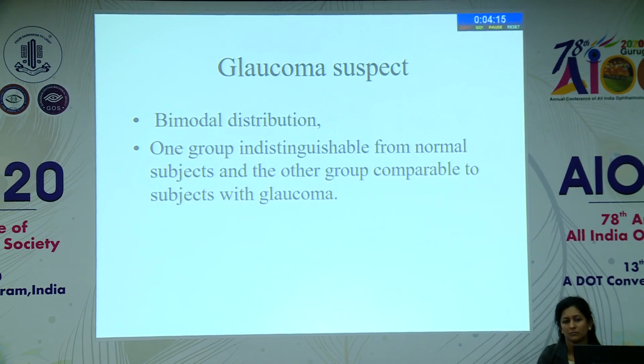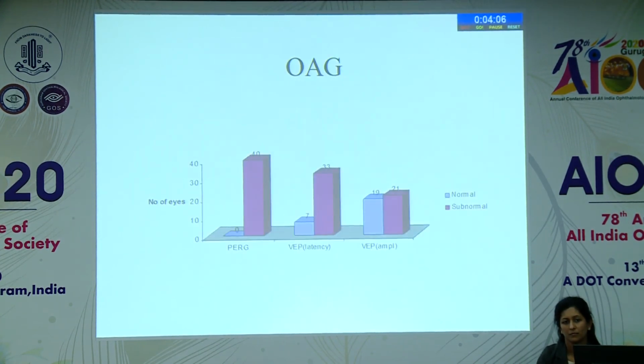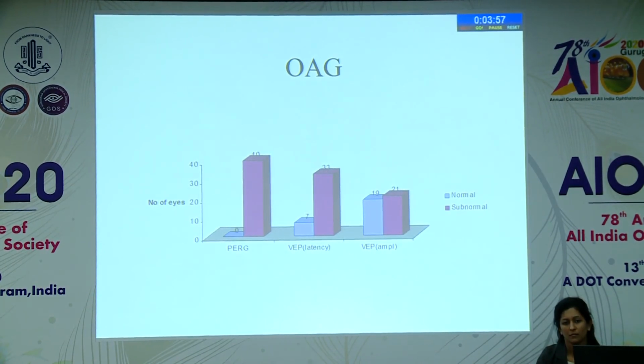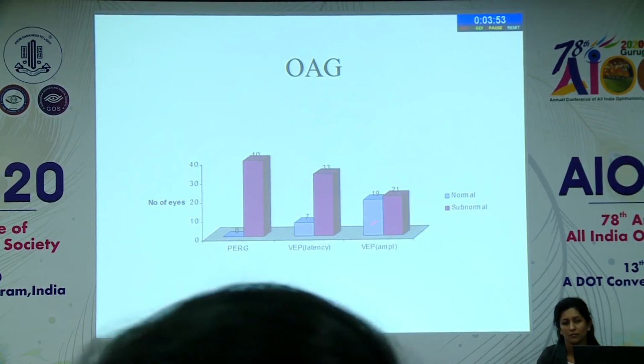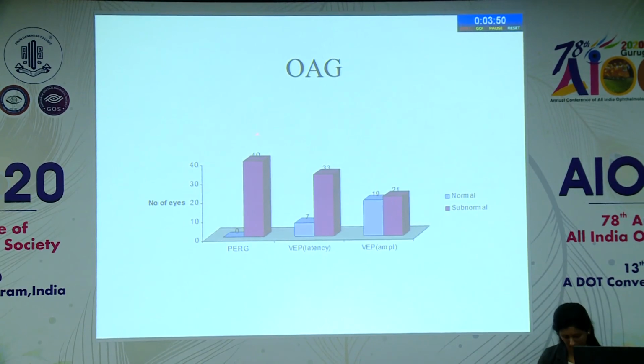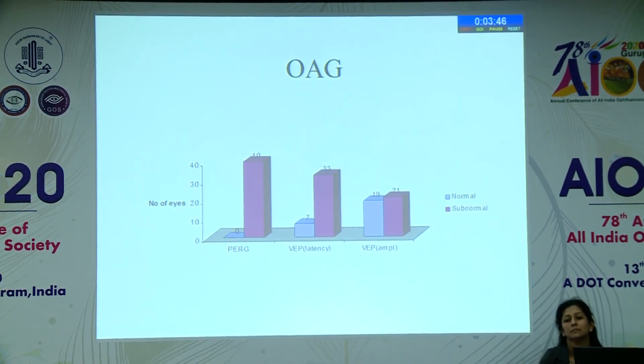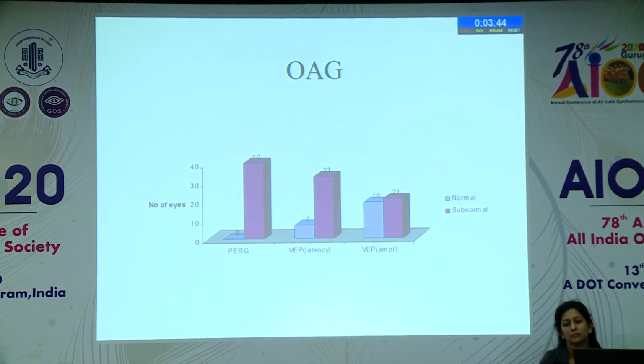Now glaucoma suspects showed bimodal distribution, one group indistinguishable from normal subjects and the other group comparable to subjects with glaucoma. Now this is the pattern ERG and VEP, both latency and amplitude in cases of open angle glaucoma. You can see that the VEP is less sensitive as compared to the pattern ERG. There was none with normal pattern ERG in the glaucoma group.